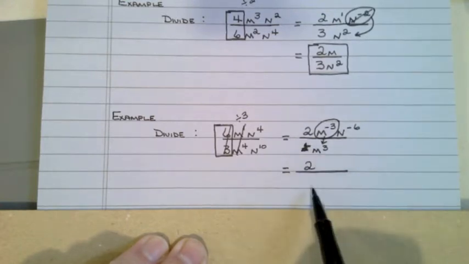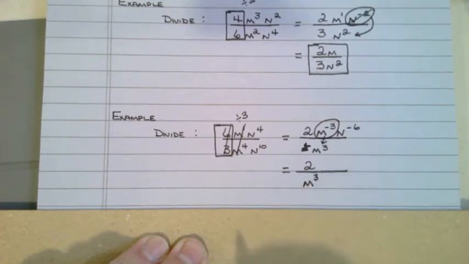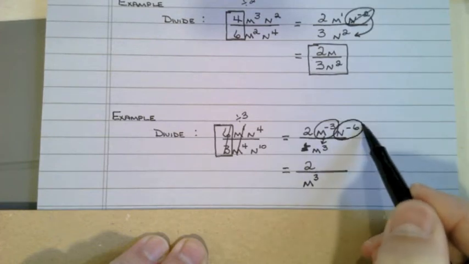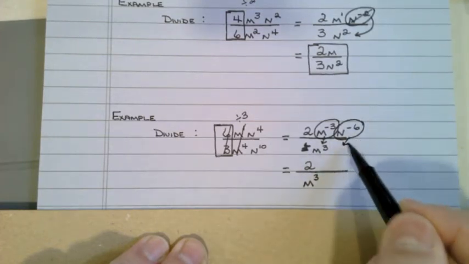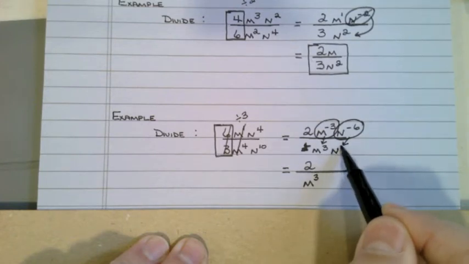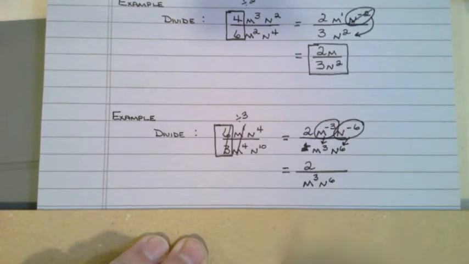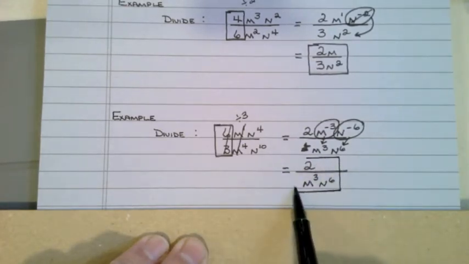So when I rewrite this, the first thing I write is m to the third power because that got moved into the bottom. This needs to be moved in the bottom. Why? It has a negative exponent. When I move it into the bottom, it changes to n to the 6th power. So my final answer is going to be 2 divided by m to the third n to the 6th. This is what my answer right here looks like.